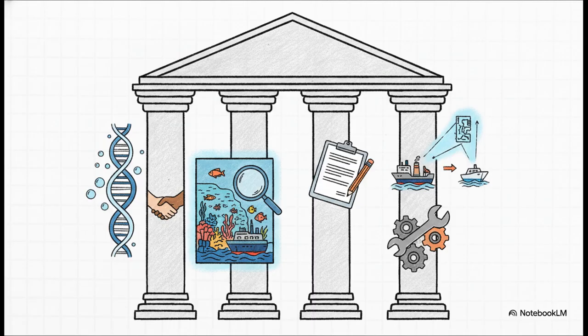Pillar 2 is area-based management tools. This one is groundbreaking because it finally allows for the creation of marine protected areas, or MPAs, right out on the high seas. UNCLOS previously had zero mechanism for that. Pillar 3 mandates environmental impact assessments for any activities that might cause significant harm in these international waters. And Pillar 4 focuses on capacity building and marine technology transfer, basically to ensure that developing nations aren't left behind.